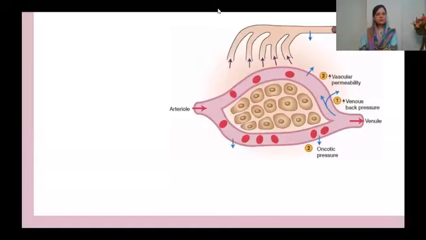Finally, the last cause of edema, illustrated in the diagram, is lymphatic obstruction. This might be due to parasitic infection such as filariasis. So this was all about the edema that we were discussing.